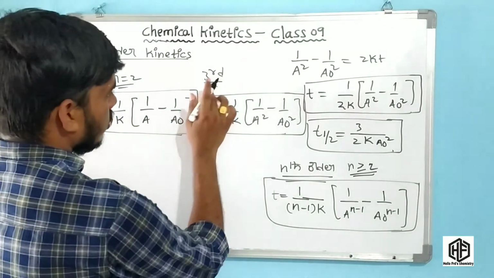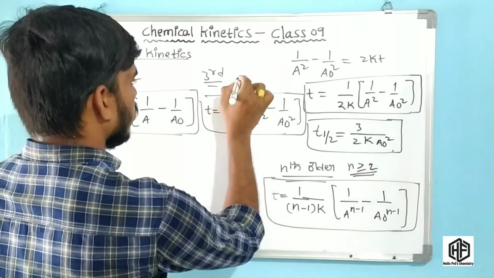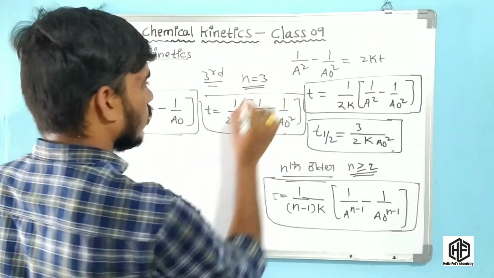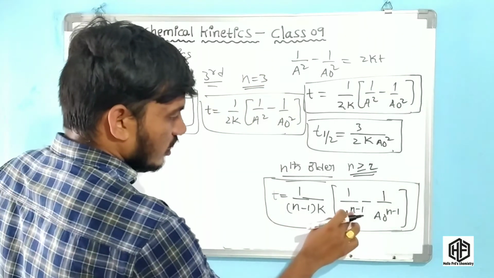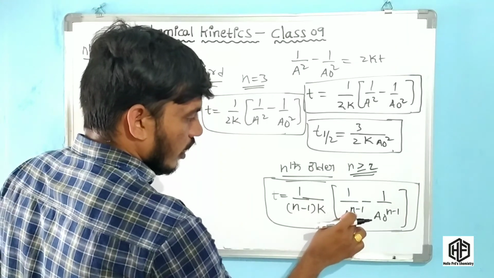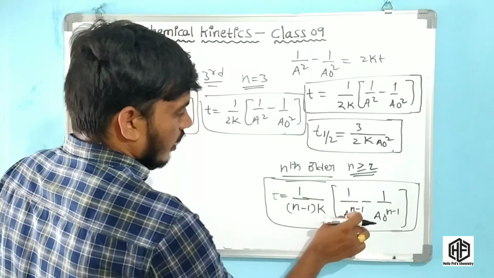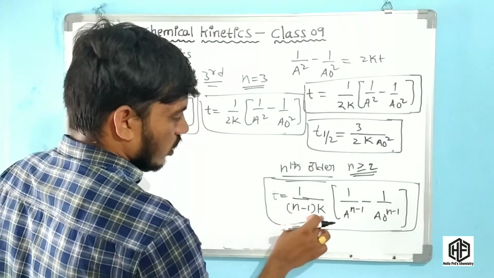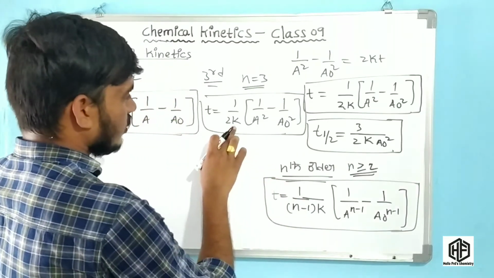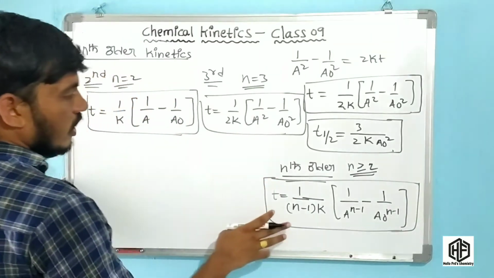And in third order, n is equal to 3. What happened, friends? The n value is substituted in this equation. A power of 3 minus 1 is A square, and this is 3 minus 1, so 2K. Okay friends, this is 2K, and A square and A naught square.